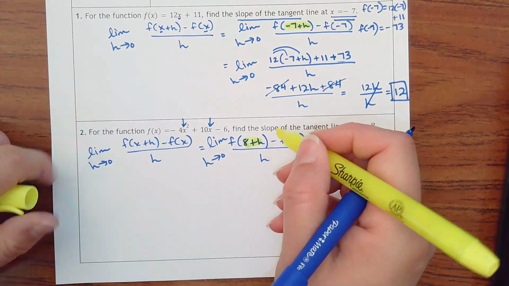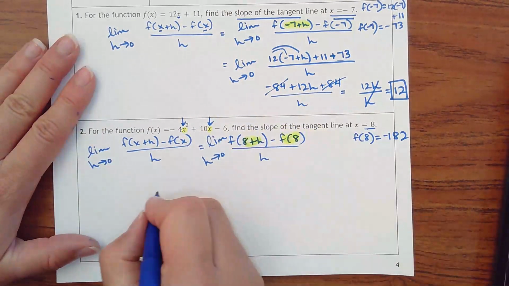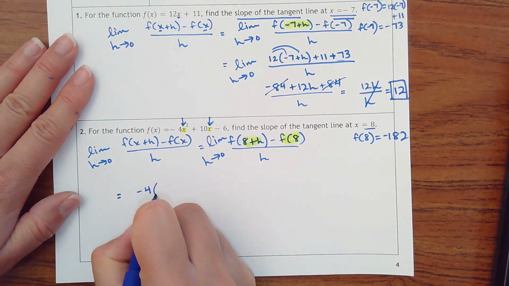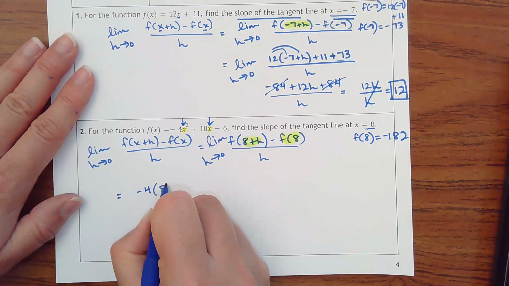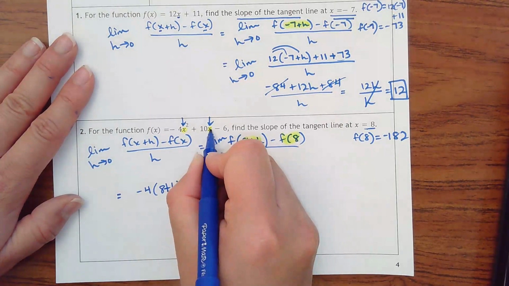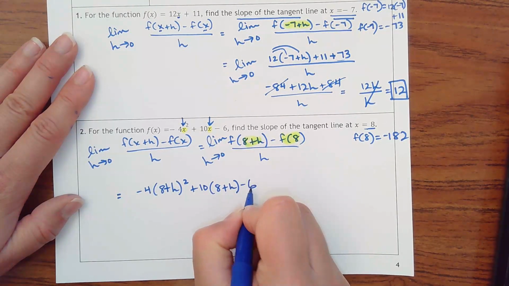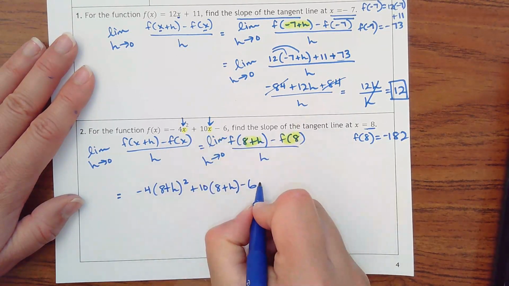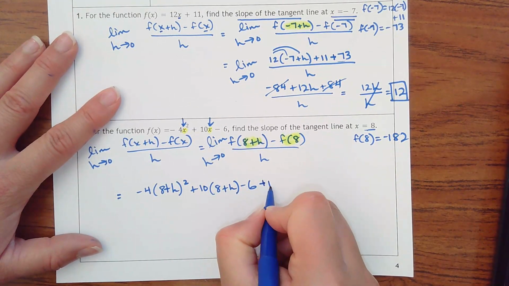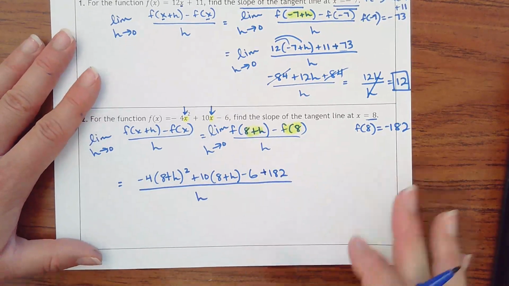So 8 plus h is going to get plugged in everywhere I see an x. I'm going to go all the way down here. So I've got negative 4 times 8 plus h squared plus 10 times 8 plus h minus 6. You got to write the whole function, and then it's minus f of 8, which we already figured out was a negative 182, so that'll turn into a positive, all over h. So there's some work to be done.